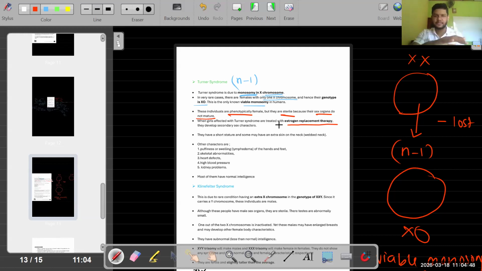There are multiple characteristic features, right? In females, it is mainly controlled by estrogen. In males, it is controlled by the testosterone hormone. We'll be learning it under unit number 5, the reproduction part. When girls affected with Turner syndrome are treated with estrogen replacement therapy, they develop secondary sexual characters. They have a short stature, which means short height.